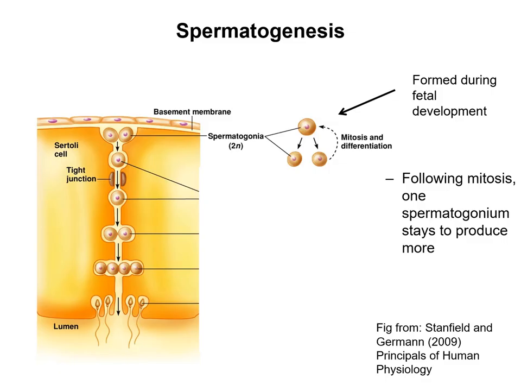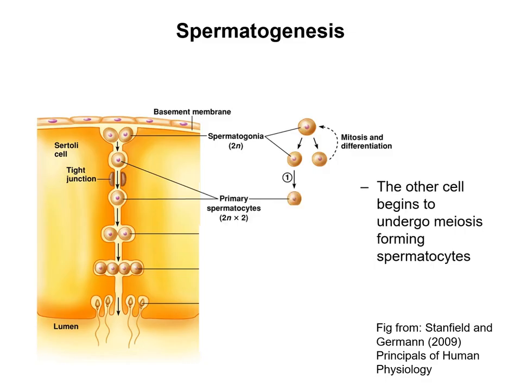Here you will notice on this figure the tight junction. So once this cell has committed to becoming a haploid cell, there are tight junctions that close behind it, almost like a set of fire doors, you can imagine. You go through it and then it closes behind you so that, again, the immune system doesn't attack it.